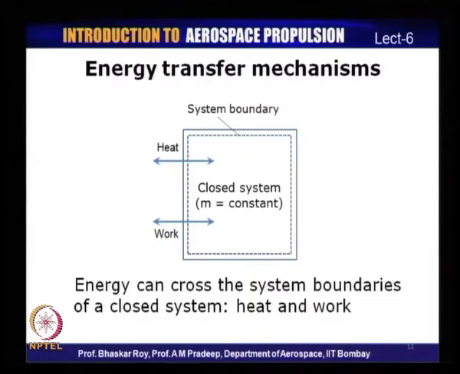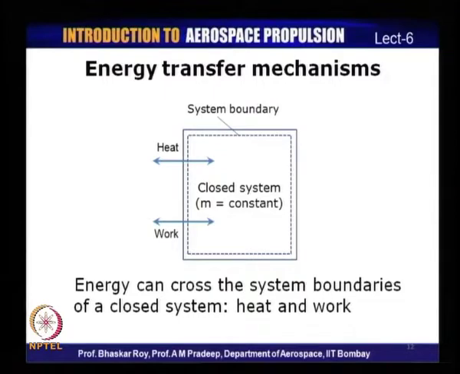One mode is known as heat and the other mode is known as work. What is shown here as an illustration is a closed system which has a constant mass. There can be two modes of energy transfer or energy interaction across these system boundaries, and both of them are, as we shall see a little later, known as path functions.